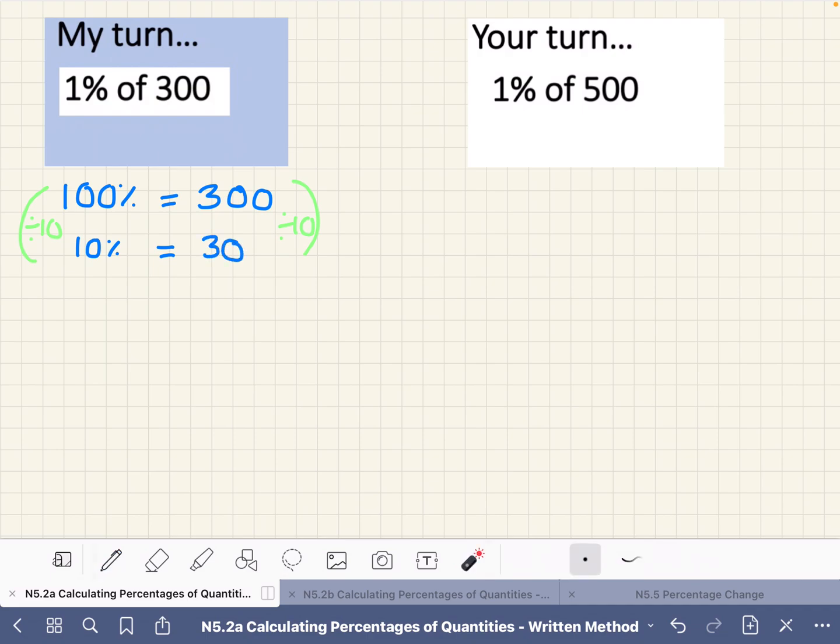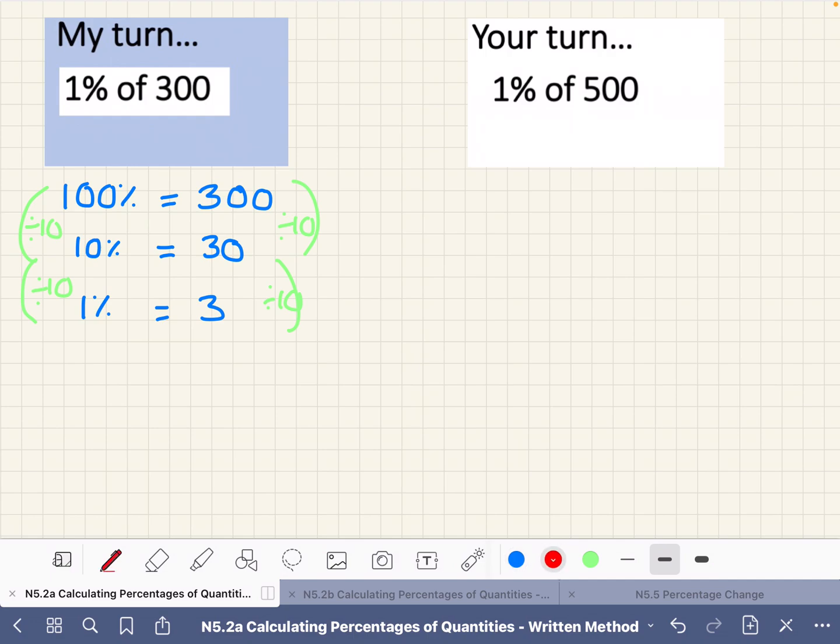We wanted to work out what 1% was, so we need to get even smaller, down to 1%. And we're considering how do we get from 10 down to 1. Now 10 divided by 10 is 1, therefore we are looking to divide this side by 10 once more, and dividing that side by 10 once more. That gives us 30 divided by 10 is 3.